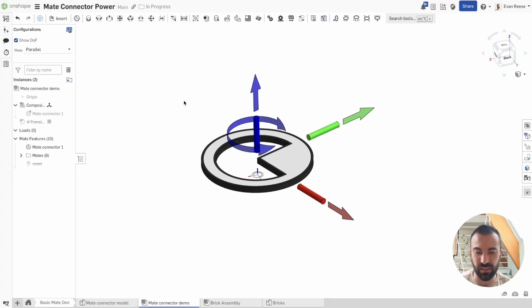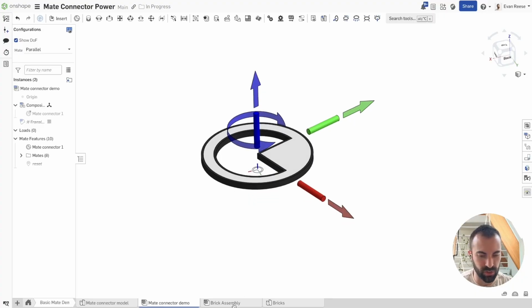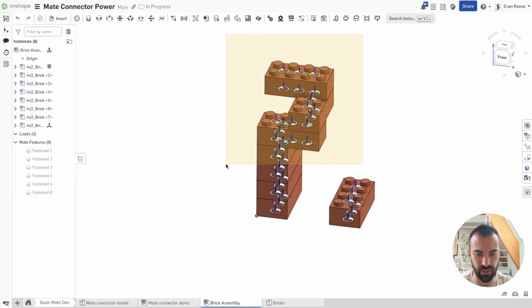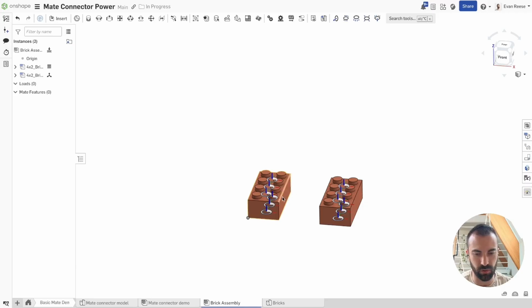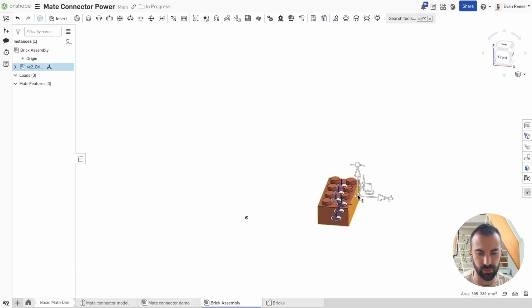All right, so that's the basics, but I do want to show a little bit of power moves here if you want to mate things quickly. Let's start this over. In fact, I'll just start from scratch.